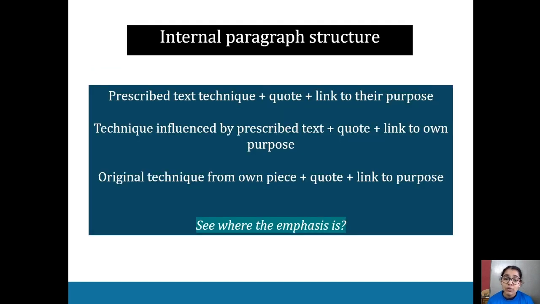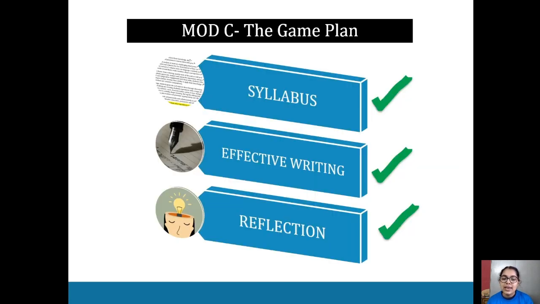Now, internal paragraph structure. So prescribed text plus quote plus link to their purpose. Then we talk about the technique influenced by the prescribed text, the quote plus link to our purpose, and then the original technique from your own piece, the quote and the link to purpose. So the emphasis here is on your own writing. That's it.